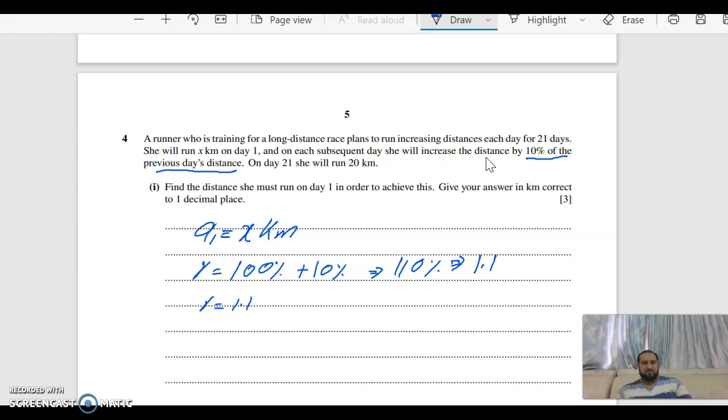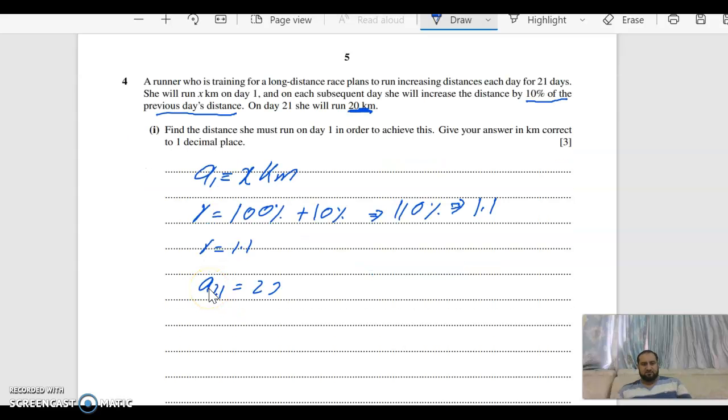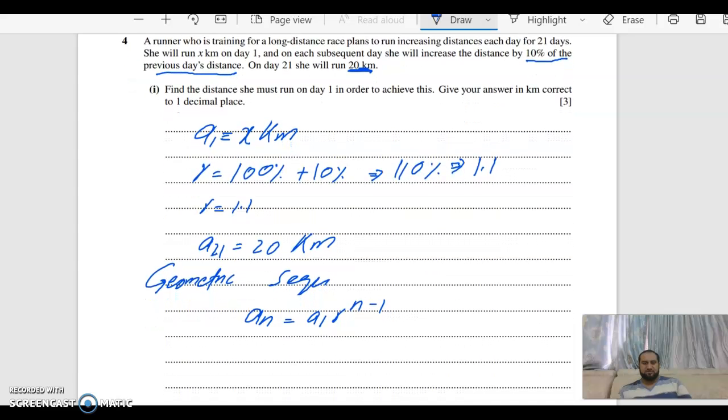Then it says on day 21 she will run 20 kilometers. So if it is running 20 kilometers, the final distance is given to us. So a21 is equal to 20 kilometers. Now you remember geometric sequence: the nth term is an is equal to a1 r to the power of n minus 1, or sometimes we use u. So here a21 is equal to a1 r to the power 21 minus 1.